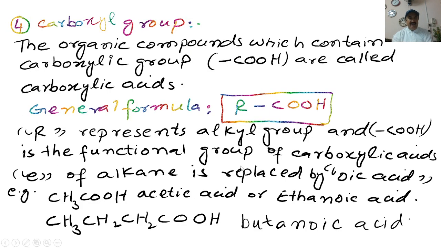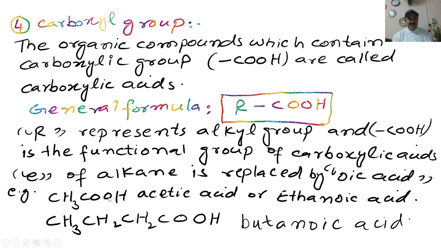Next one is the carboxyl group. The organic compounds which contain the carboxylic group COOH are called carboxylic acids. The general formula is RCOOH. Here R represents the alkyl group and COOH is the functional group of carboxylic acid. Here the last E of alkane will be replaced by OIC acid.